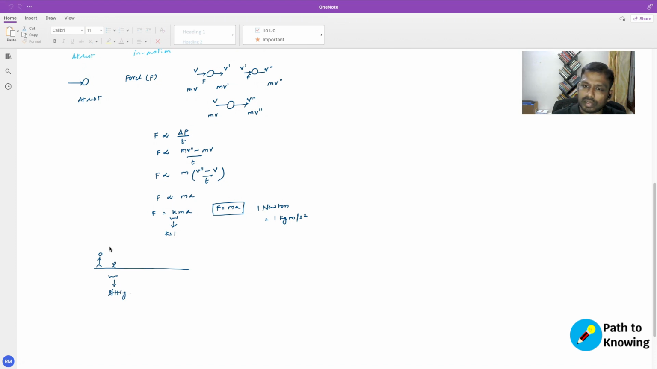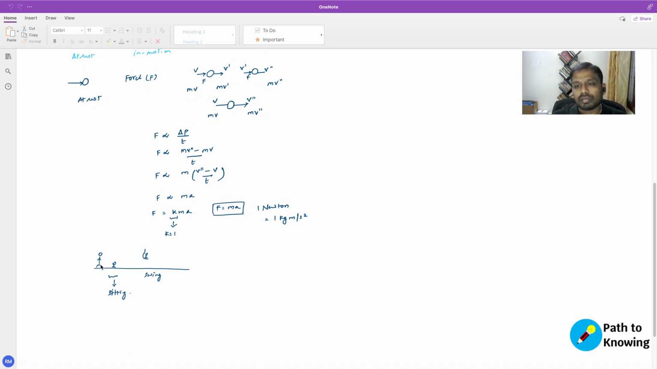And consider two scenarios. In one scenario, your friend is sitting on the floor, and in another scenario, your friend is actually on the swing, right? So there is a swing, and here is where your friend is on the swing. It's the same person, your friend. Think about a scenario where your friend is sitting on the floor, as well as on the swing.